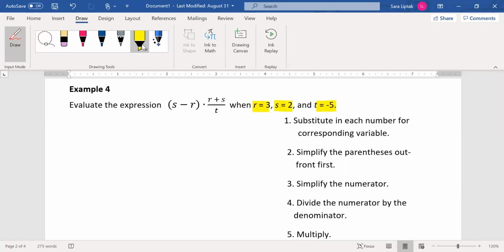So if we follow these steps, first we are going to be substituting in each number for the corresponding variable. So you might not know what that means, but it just means that anytime we see an R, we're going to replace it with a 3. Anytime we see an S, we're going to replace it with a 2. And anytime we see a T, we're going to replace it with a negative 5. So take a minute and do step 1, please.